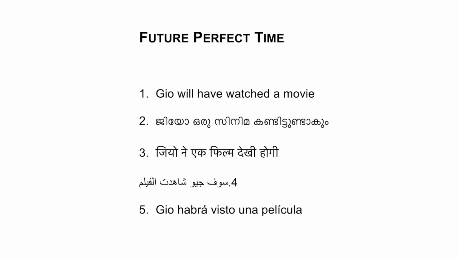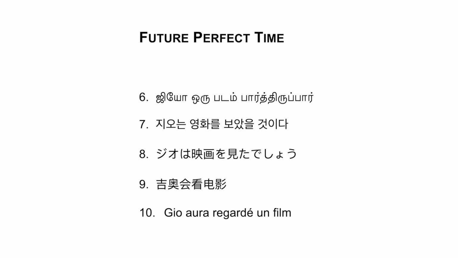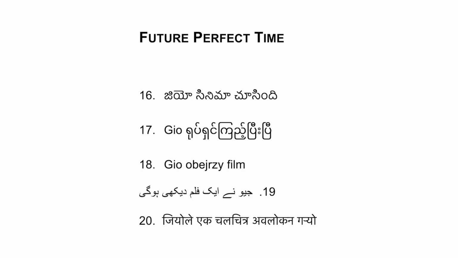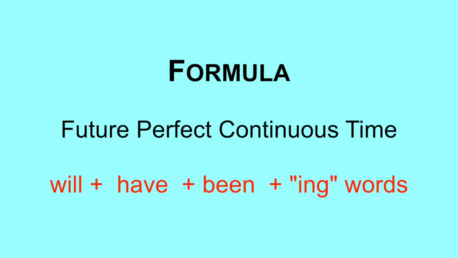What is the meaning for future perfect time? Now we can move to future perfect continuous time. What is the formula for future perfect continuous time? The formula is will plus have plus been plus ing words.